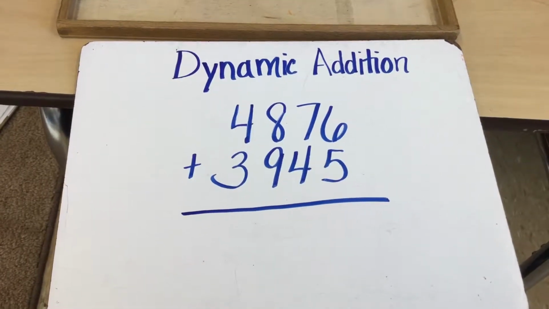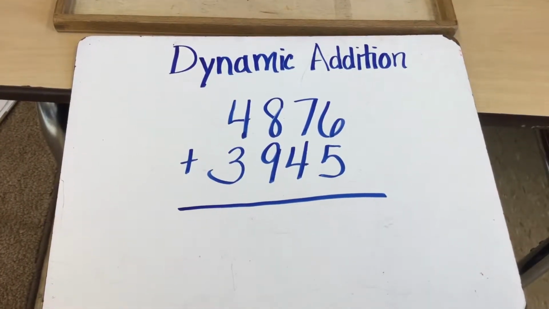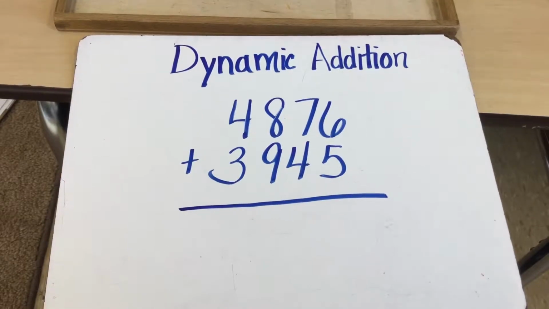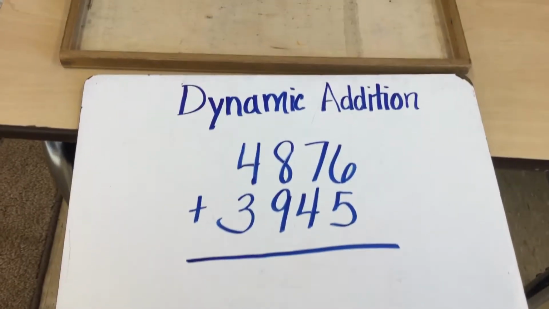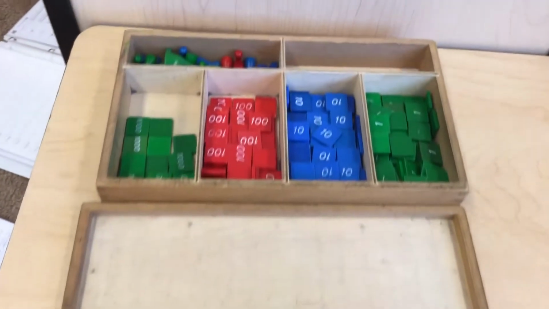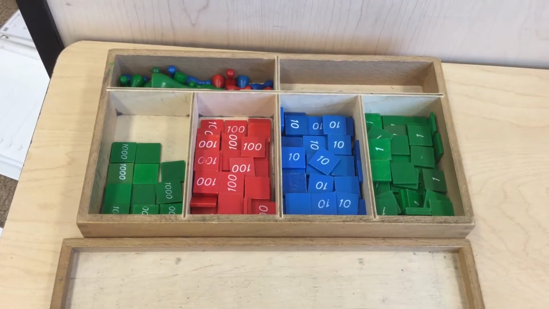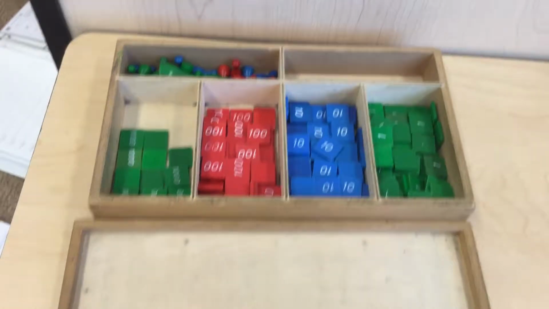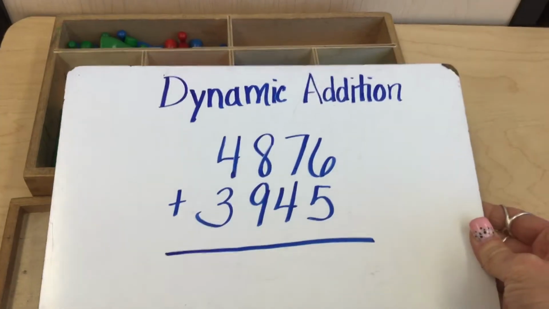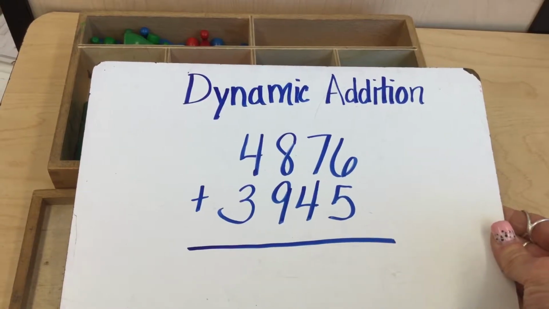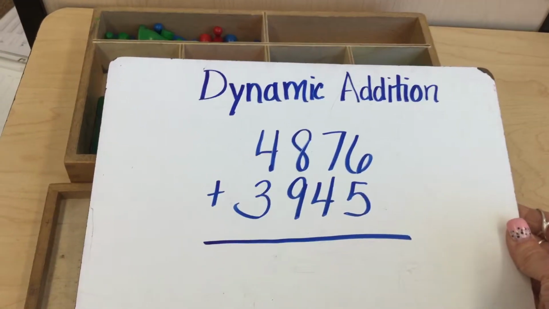Okay, so today the video that I'm making is on dynamic addition using the stamp game. The stamp game is built to show place value from ones through thousands. The equation that I have prepared is 4,876 plus 3,945.